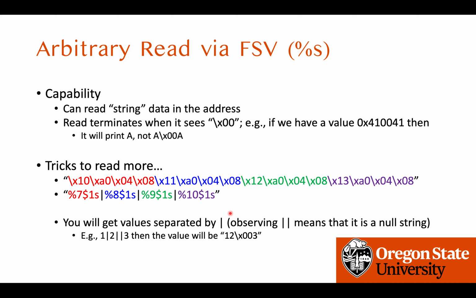And then if you place a pipe like this, then you can also identify whether there's a value or not. So for example, if the data is 1, 2, null, 3, then it will print out the 1 here, bar, 2 here, bar, and no data because it's 0, and then 3. So you can also identify a null string from here.